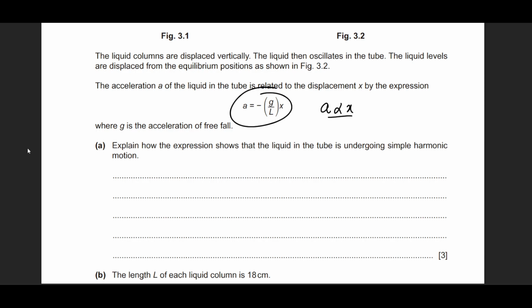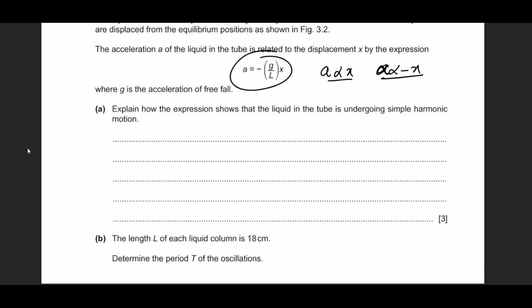This is the underlying condition of SHM. Second, acceleration is proportional to negative displacement. This is the second thing about SHM, okay? So let's discuss them in terms of simple statements. And the negative sign shows that these two are opposite. So acceleration and displacement are opposite. And who told us this? The negative sign. You have to write this, okay? The negative sign shows that.